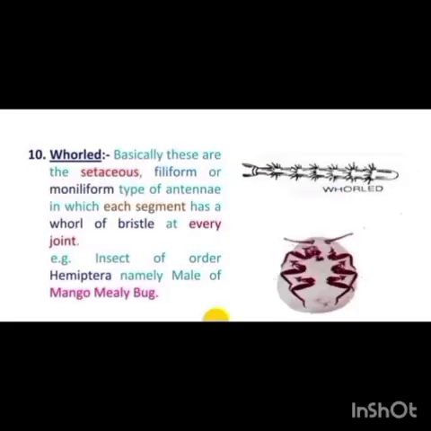10. Whorled. Basically these are the setaceous, filiform or moniliform types of antennae in which each segment has a whorl of bristles at every joint, e.g. insect of order Hemiptera, namely male of mango mealybug. Here is the picture of whorled antenna.